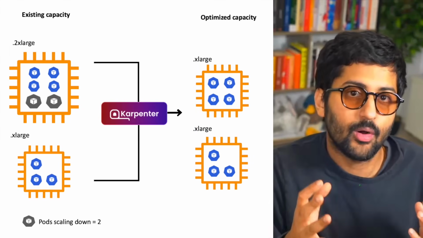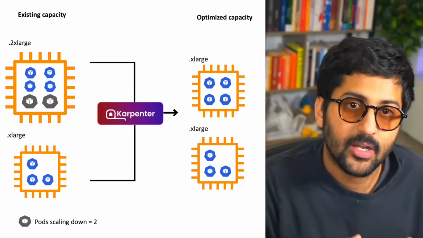Karpenter pulls this off by operating as a controller inside your cluster that constantly watches the kube scheduler. When the scheduler flags a pod as unschedulable due to resource constraints, Karpenter kicks in to perform a process called bin packing. It basically aggregates all the pending pods and calculates the most efficient packing onto a new node using 2 primary CRDs, or custom resource definitions.